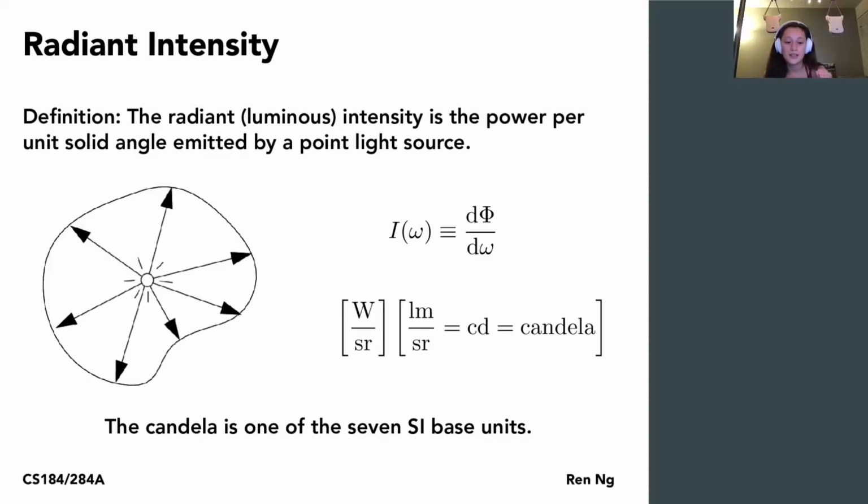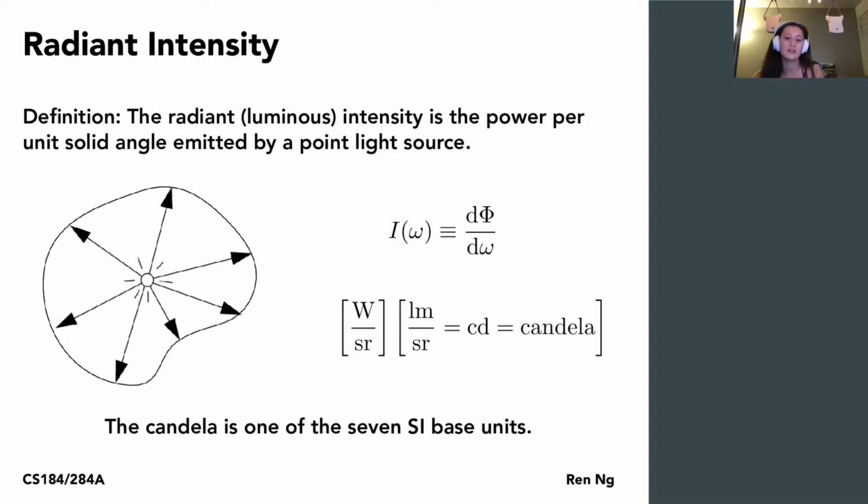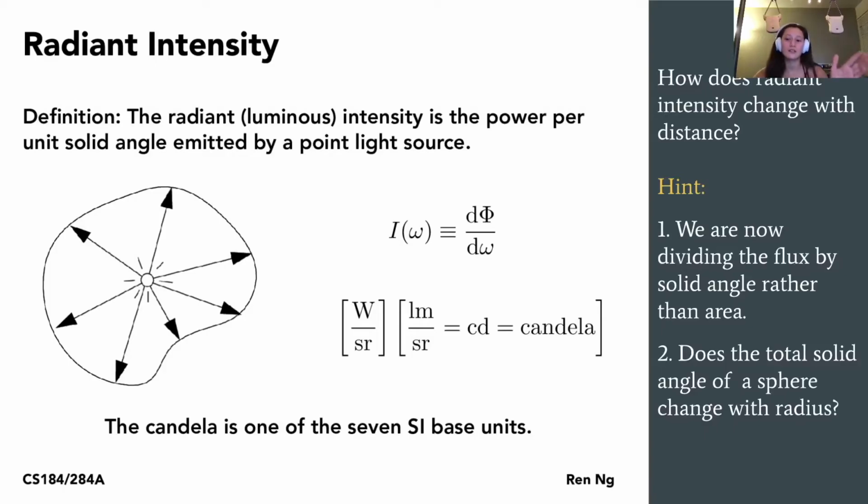This also has a name because it's one of the 7 base units, so it's called the candela. But really it's just lumens per steradian. And remember, steradian is our solid angle unit here. Okay, so how does radiant intensity change with distance?